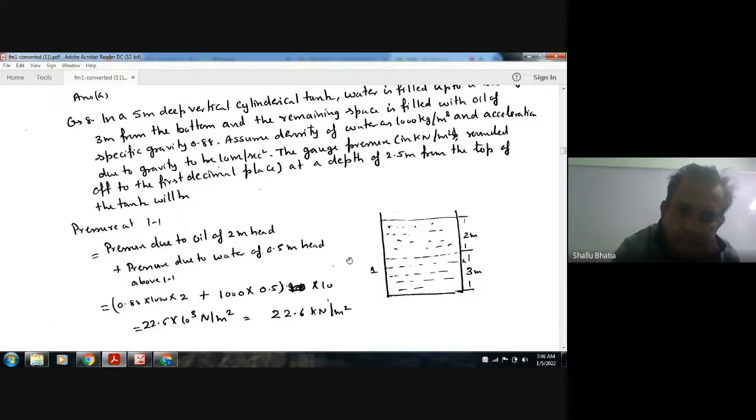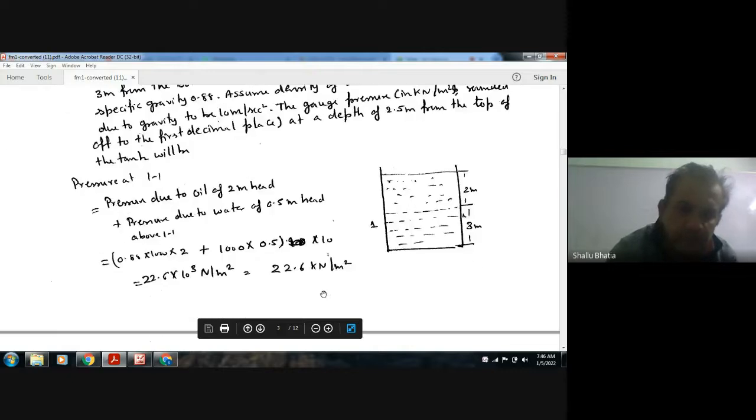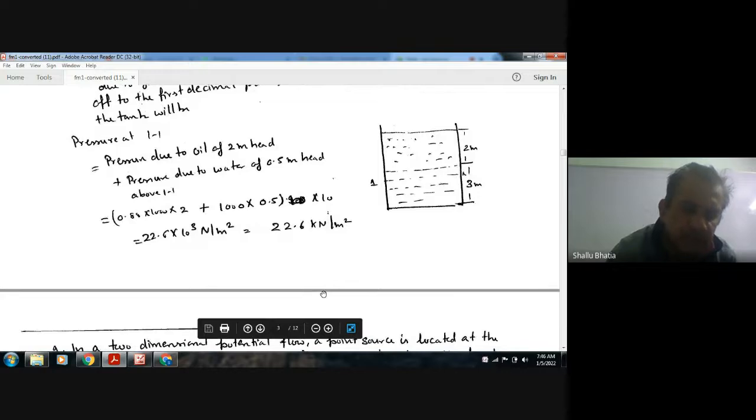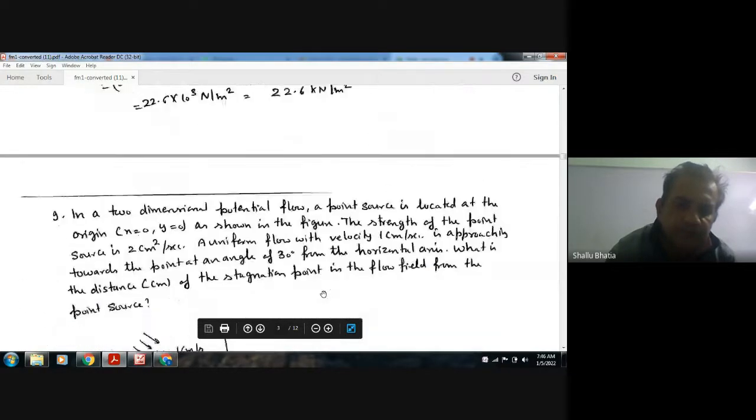So pressure at 2.5 meter will be due to the oil and 0.5 meter of water head. Due to oil, the pressure is 0.88 × rho g h, which is 0.88 × 1000 × 10 × 2. And due to water the pressure will be 1000 × 10 × 0.5. So the total pressure will be 22.6 × 10³ N/m², or 22.6 kilonewton per meter square.